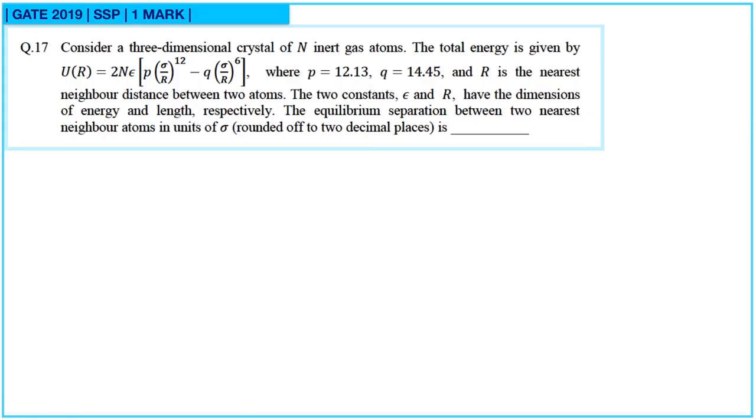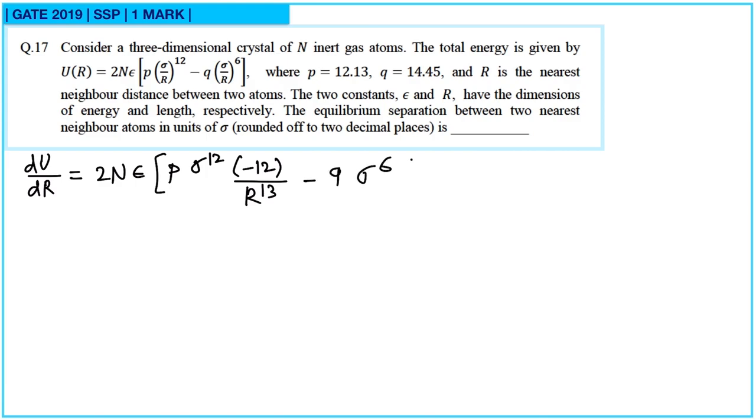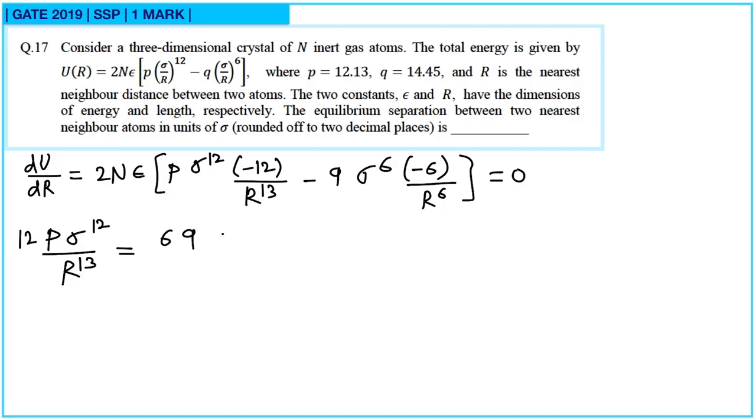For nearest neighbor distance, we can take the derivative of this with respect to r. So dU by dr is equal to, this is constant 2n epsilon, p into sigma raised to 12, and derivative of r raised to minus 12 is minus 12 upon r raised to 13, minus q into sigma raised to 6, here minus 6 upon r raised to 6. This is equal to 0. So this constant is not equal to 0. That means this term has to be equal to 0. So p into sigma raised to 12 into 12 upon r raised to 13 will be equal to 6 into q into sigma raised to 6 upon r raised to 6.